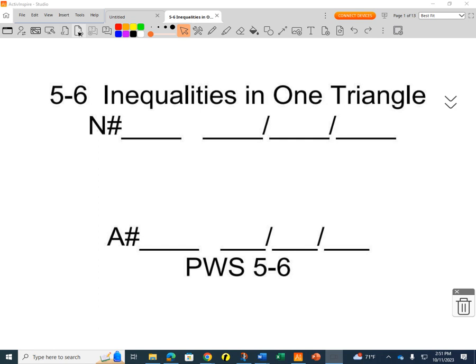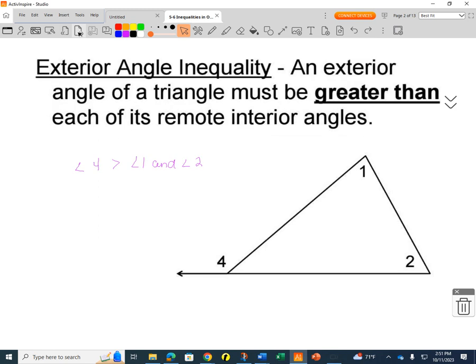Okay, 5-6 inequalities in one triangle. So we're going to talk about the exterior angle inequality theorem. The exterior angle inequality theorem says that an exterior angle of a triangle must be greater than each of its remote interior angles.